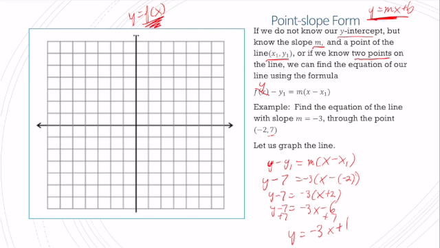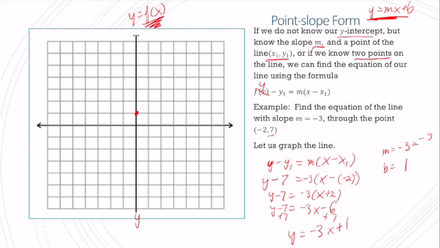Now I know my slope is negative 3, and I know my y-intercept is 1. So here we can go ahead and plot our y-intercept. I have my y-axis right here, and my y-intercept is a positive 1. And my slope is negative 3. Remember that slope is the change in y over the change in x. It's rise over run. Well, what's my run in this case?